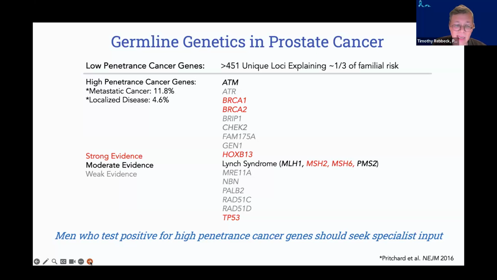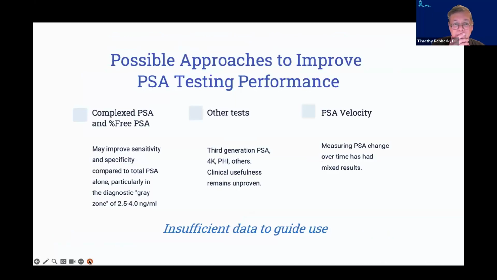So the genetics plays a very important role. But these hereditary high penetrance cancer genes are relatively rare in the population and should be referred to a genetics expert. As you also heard, there are a number of approaches that might be used to improve the PSA testing performance, like complexed PSA or percent-free PSA, other tests like the PCA3 or the 4K. There's a number of other scores, and PSA velocity that showed the changes in PSA over time, perhaps an elevation and an acceleration of PSA levels with time.